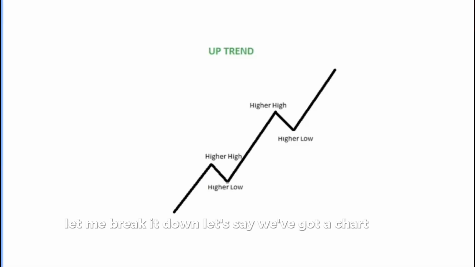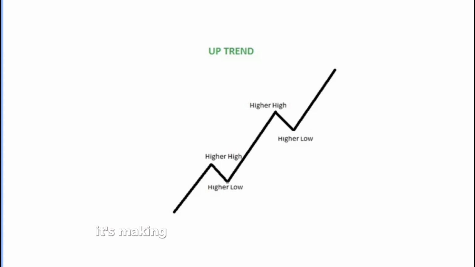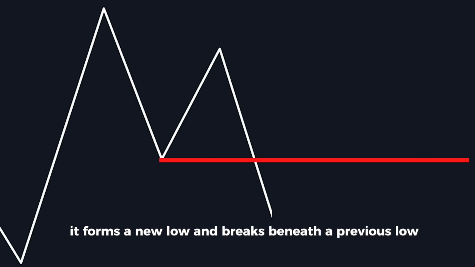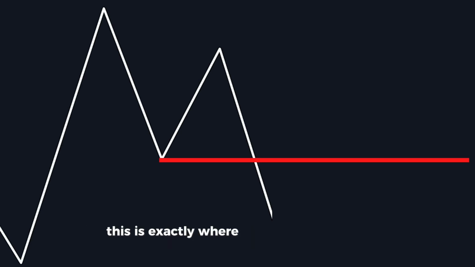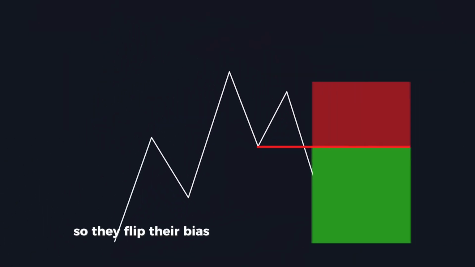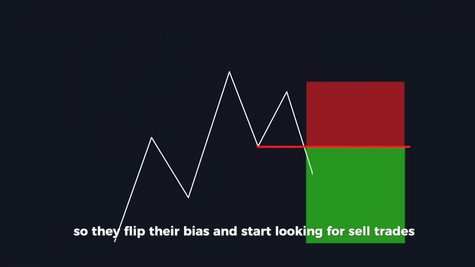Let's say we've got a chart moving upward. It's making clear higher highs and higher lows. So far, so good. Classic uptrend. But then suddenly, price starts dropping. It forms a new low and breaks beneath a previous low. This is exactly where most traders mess up. They see that break, and they assume the uptrend is over. So they flip their bias and start looking for sell trades.